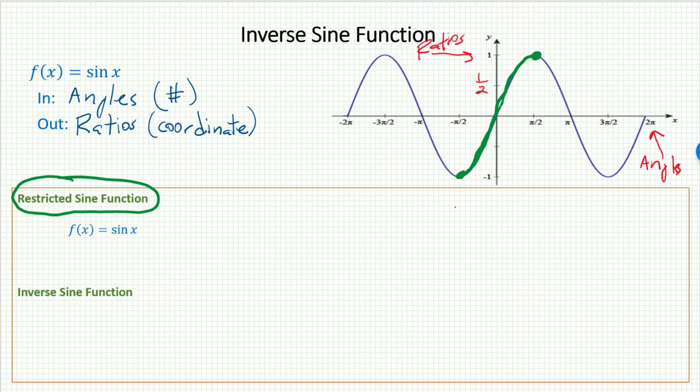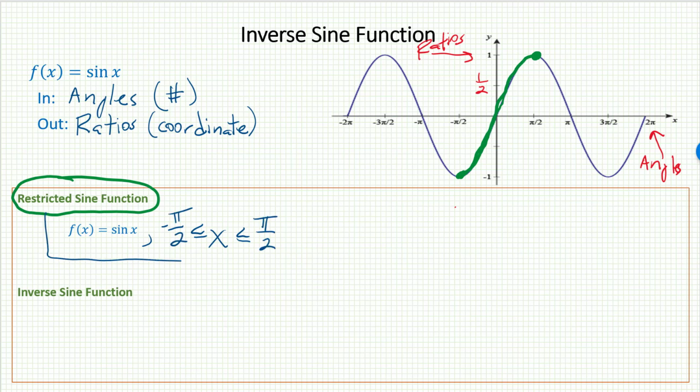If I go a little bit more to the left here, I'm going to start getting into a situation where I would fail the horizontal line test. Same thing if I went a little further to the right. This is as much as I can take and pass the horizontal line test. So the restricted sine function is the same as the regular sine function with the restriction that it only knows about angles that are between negative pi over 2 and positive pi over 2.